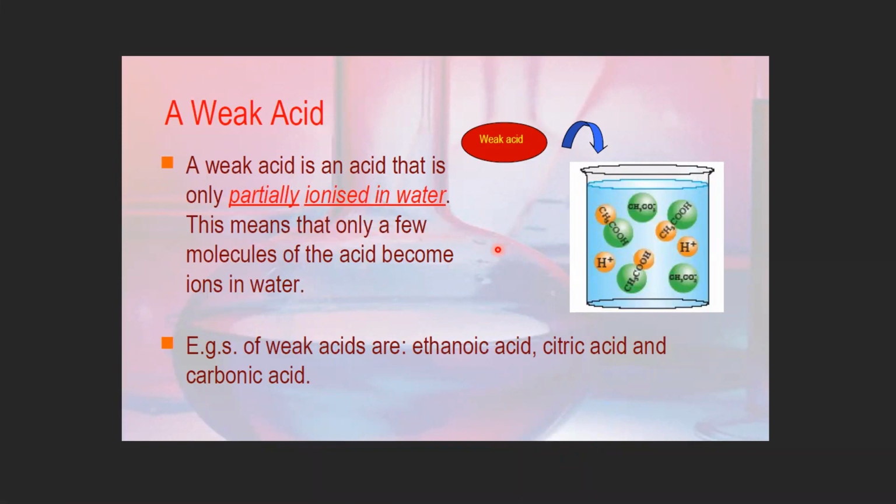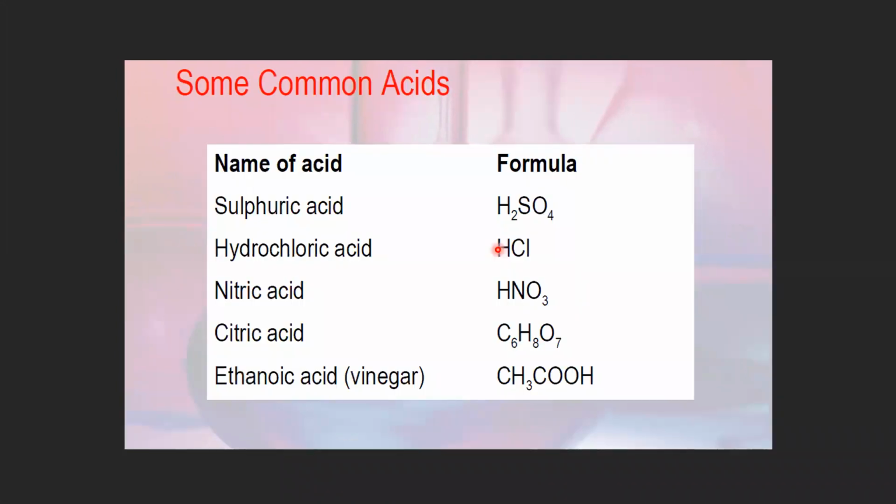All right, great. So, folks, these are some common acids: sulfuric acid, hydrochloric acid, nitric acid, citric acid, ethanoic acid, also known as acetic acid, which is vinegar. So, hydrochloric acid, you have at home to clean your toilets. Nitric acid, where do you find nitric acid? In your body, actually, you might find nitric acid.